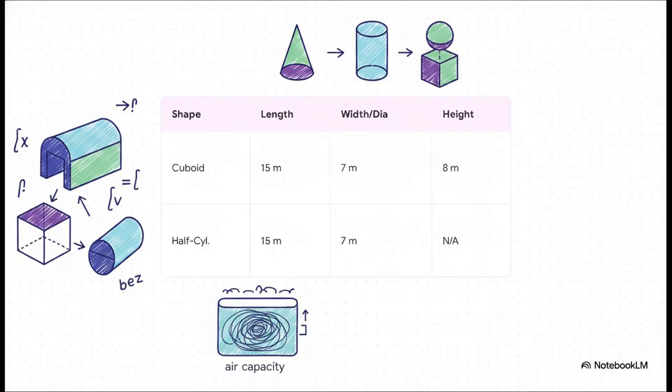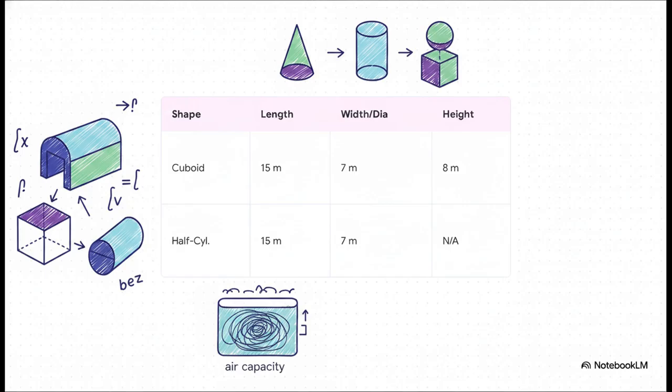Let's take the real-world scenario of Shanta's industrial shed from the source material. It looks like a massive, complicated building, right? But applying our deconstruction strategy, we can instantly see it's just a rectangular cuboid on the bottom, surmounted by a half-cylinder on the roof. The cuboid base is 7 by 15 by 8 meters, and the half-cylinder on top has a matching diameter of 7 meters and a length of 15 meters.